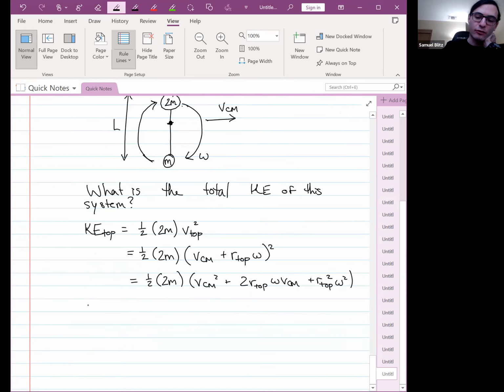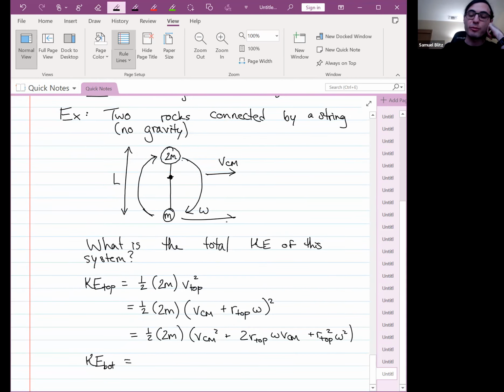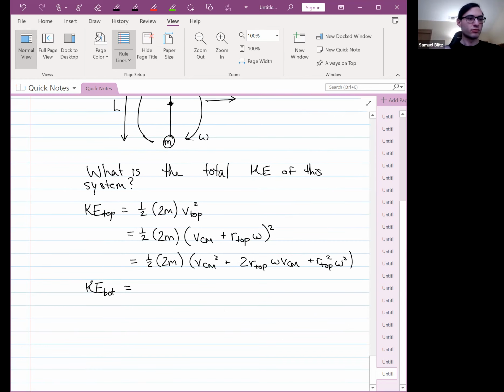And then we can do the exact same thing for the bottom rock. Except in the case of the bottom rock, it has velocity to the right associated with the center of mass motion, but it also has velocity associated with the rotational motion to the left. So in that case, they subtract. Think about what would happen a fraction of a second later. The rocks would be like this and a little bit further on. So the bottom rock moves slightly less than the top rock. The top rock moves slightly more than the center of mass, just because of the rotation, right? Hence it's subtracted.